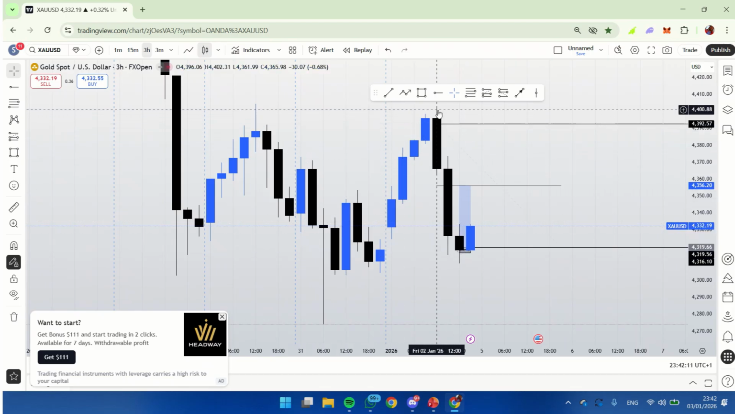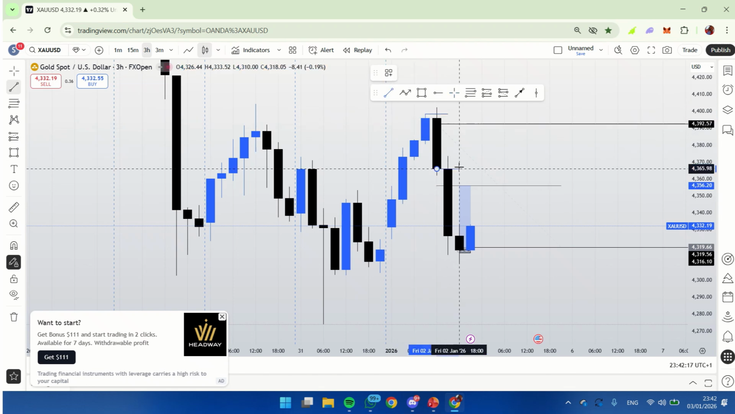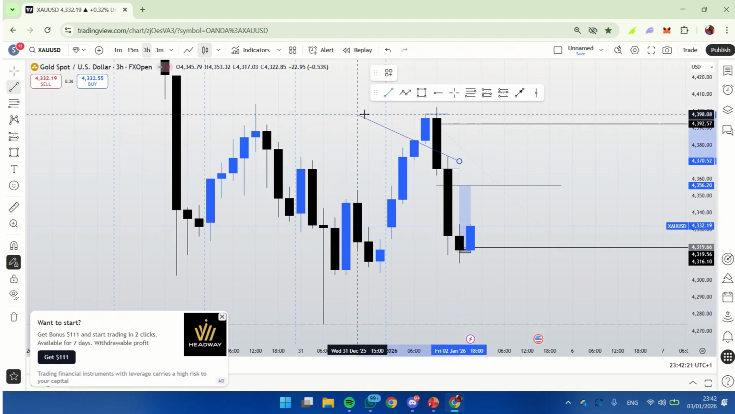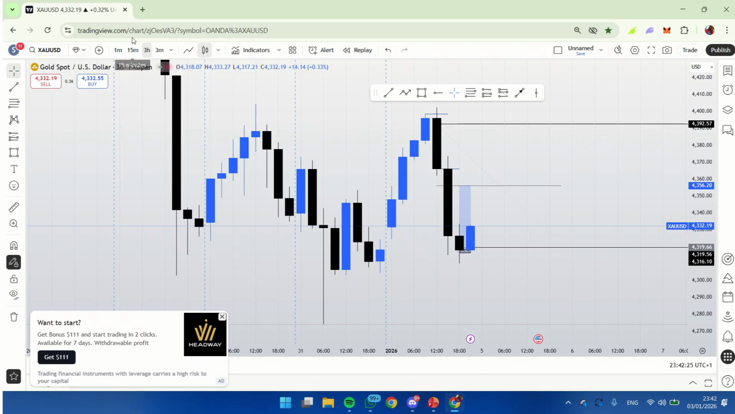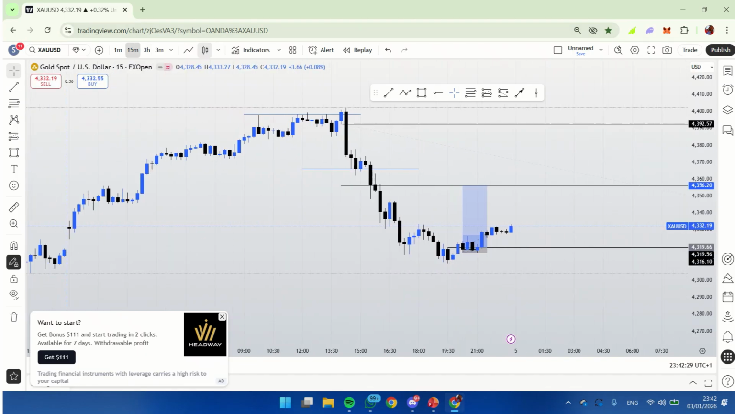So now, if I see something like this, right? You know, it is the closure here that you now start looking for entry. So let's try and check from the closure that I marked, 15 minutes. You see where the closure is. Here, right here is where the closure is.